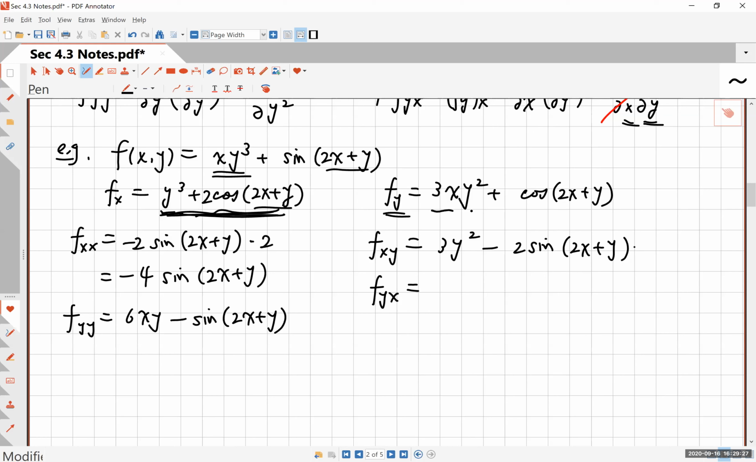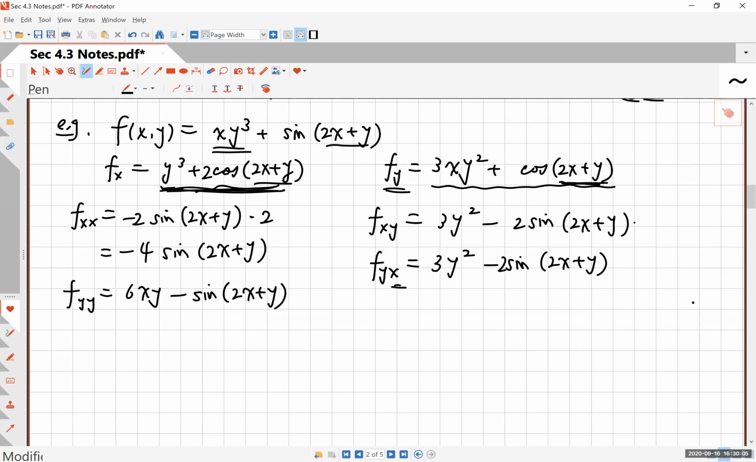So this time I'm going to take that function, f sub y, and differentiate it with respect to x, and you get 3y squared. Remember, because 3y squared is like a constant multiplied by x. So x goes away, just like when you take the derivative of 5x, it just becomes 5 and x gets dropped. And then the next one, it's negative sine of 2x plus y. But then you have to multiply this by the derivative of the inside function with respect to x, which is 2. Okay, so that's how you can get that.